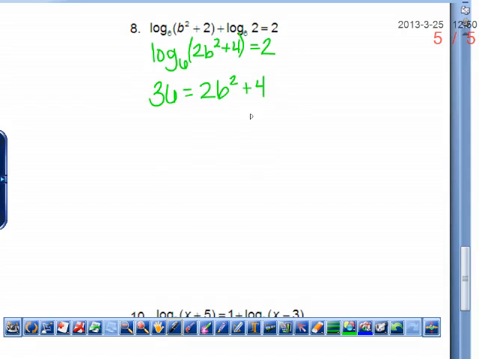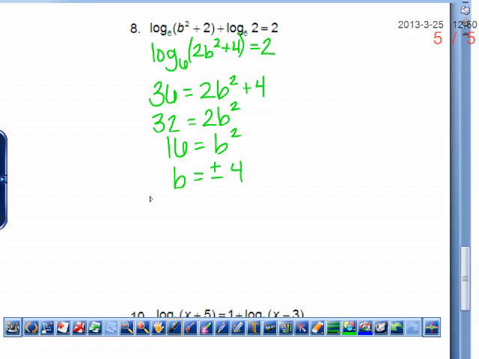Check with your neighbor when you're done. Do both plus and minus 4 work? Yes, they both work in this case. You can't just throw out a solution because it's negative. You have to plug it in and check.